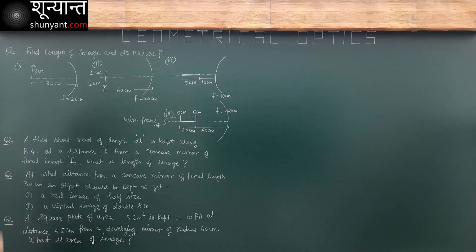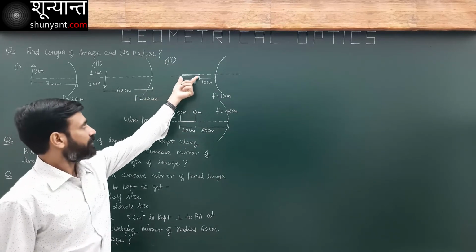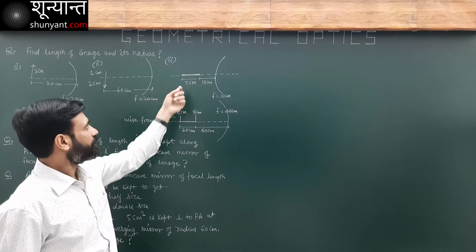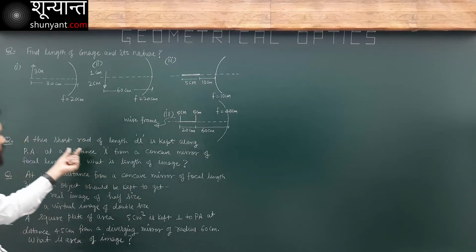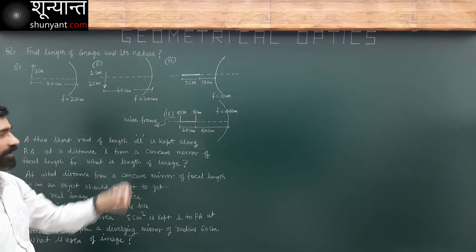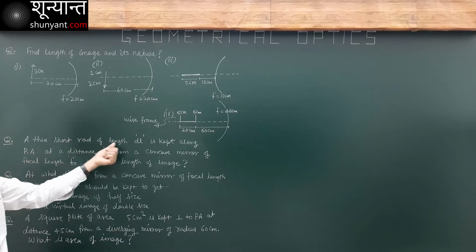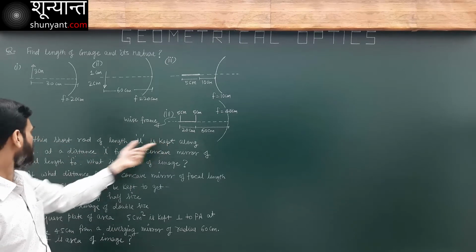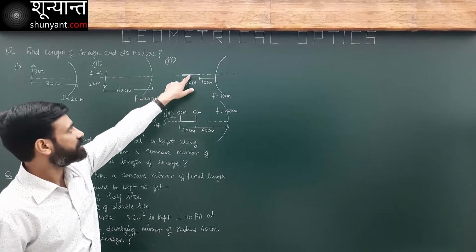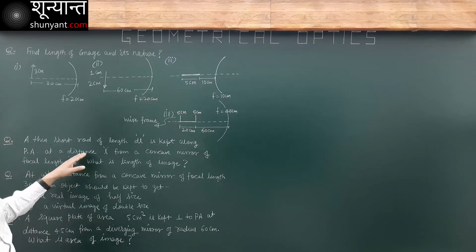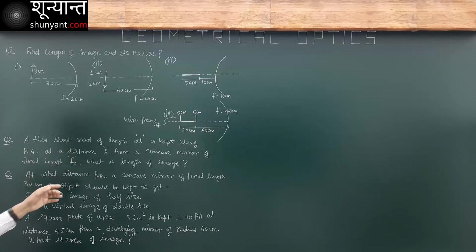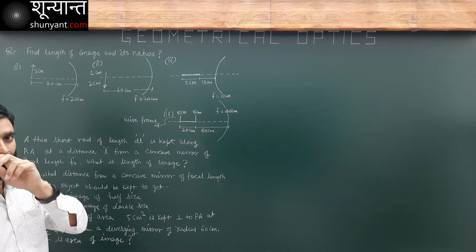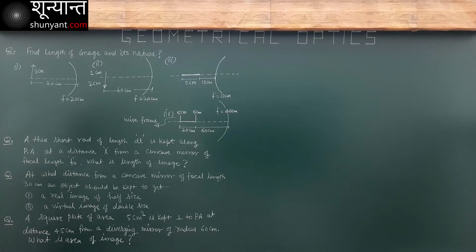Now, the next question is related to these types of problems. So this is a rod of 5 centimeter length. What will happen if I have a very small, thin, short rod of length dL, kept along the principal axis, in this orientation, at distance L from a concave mirror of some focal length? What is the length of the image? We have to find out.